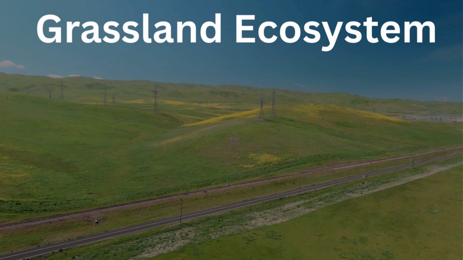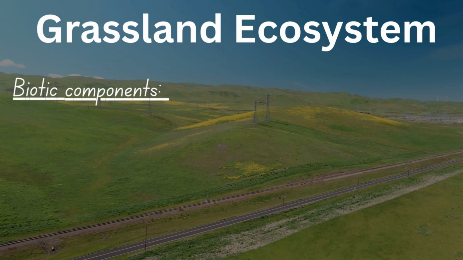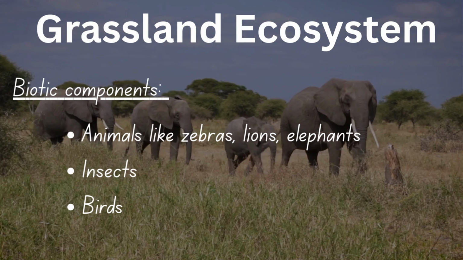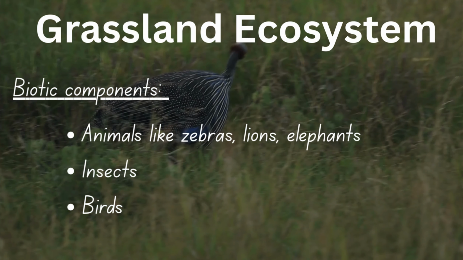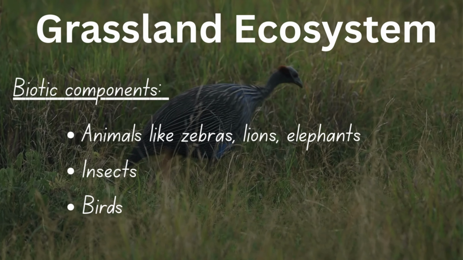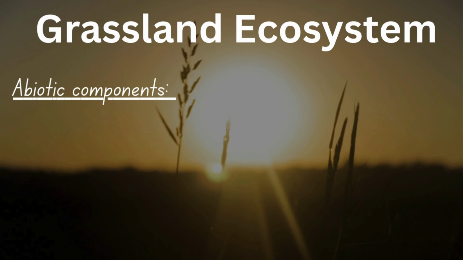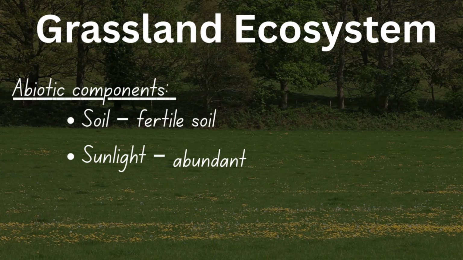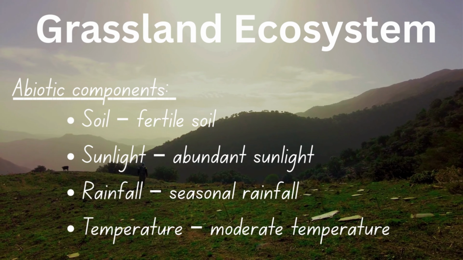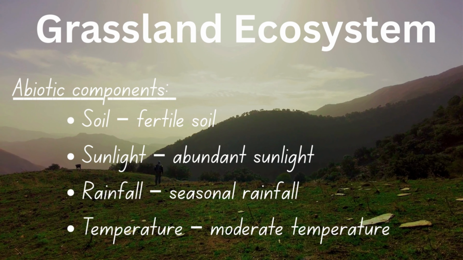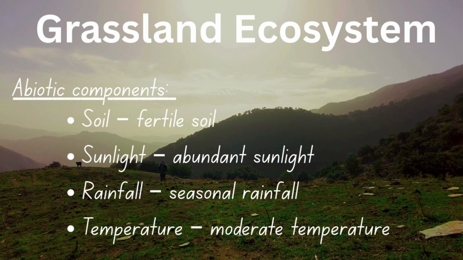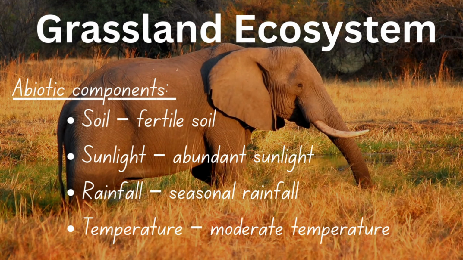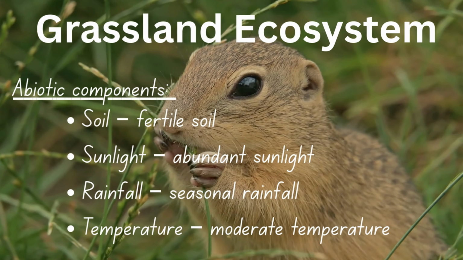And when we talk about the living side of things, the biotic components, we have animals like zebras, lions, elephants, and all sorts of insects and birds that call the grasslands home. Then, on the non-living side, the abiotic components, there's things like sunlight, soil, water, and the temperature. All of these work together to keep the ecosystem in balance. Honestly, it's amazing how every little factor, living or non-living, plays its part here.